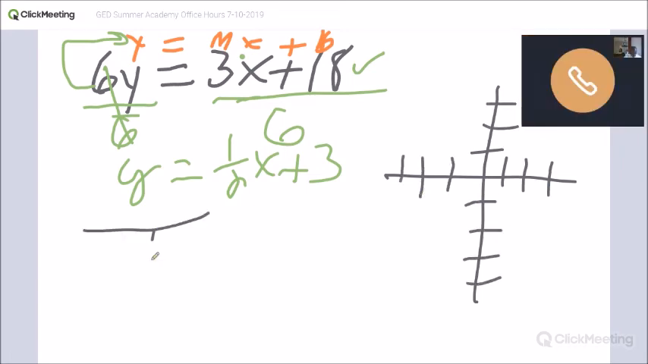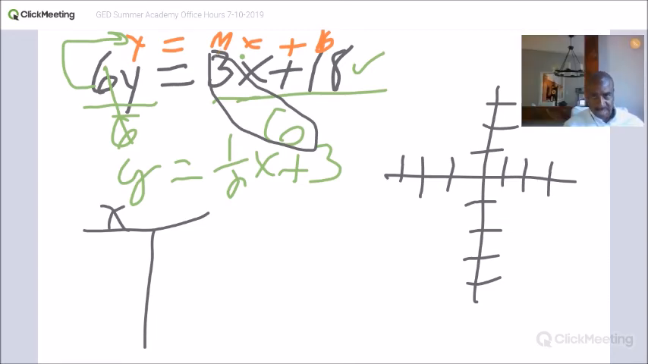And then that's where you get the 1/2 on the x and the 3? Is it because you're dividing 3 by 6, because 3 divided by 6 is a half? Yes. Yep.